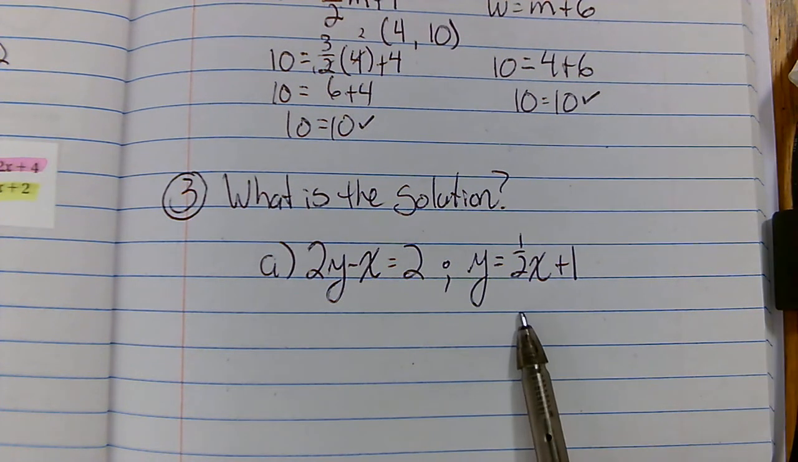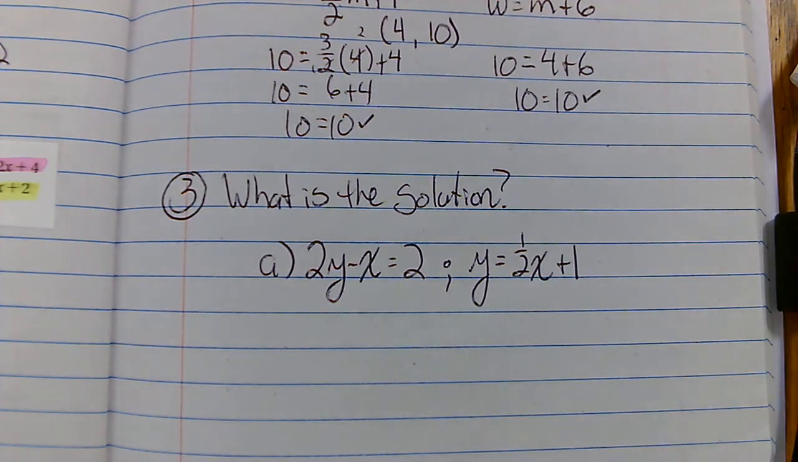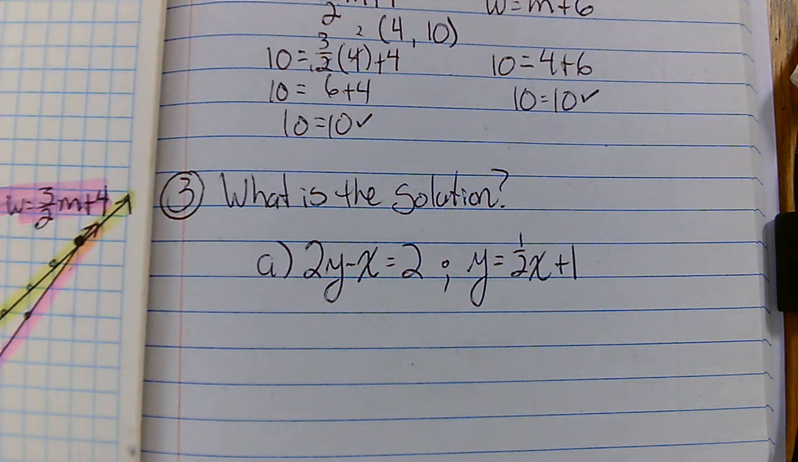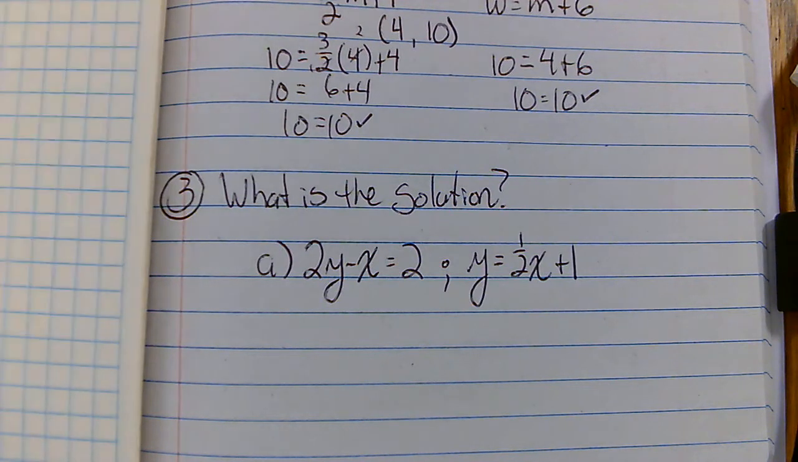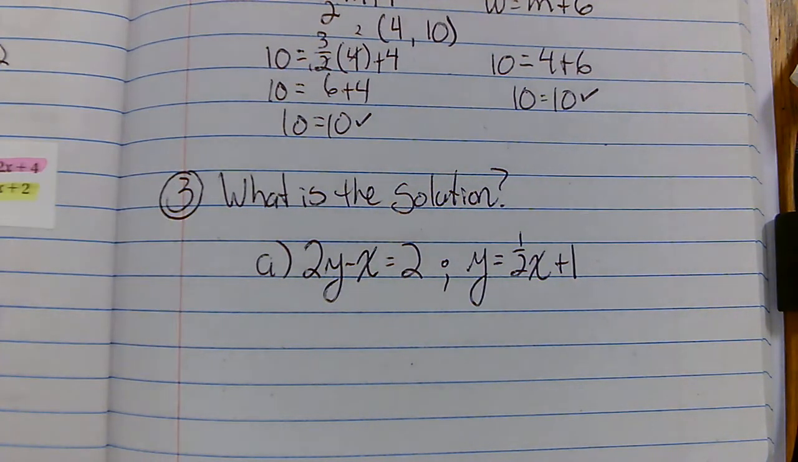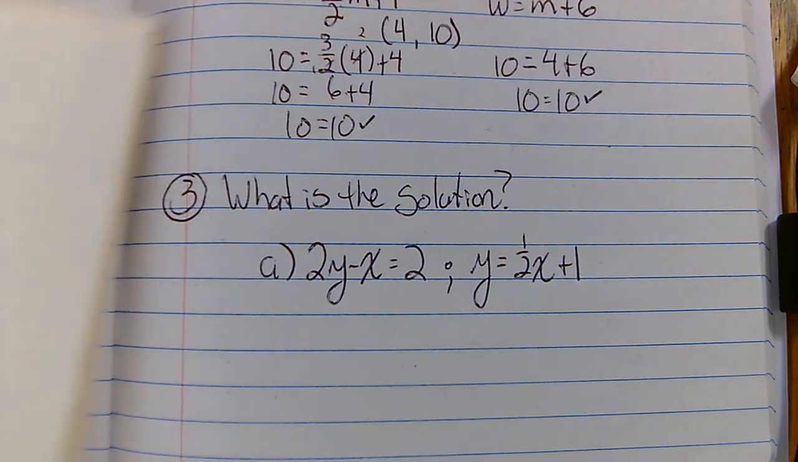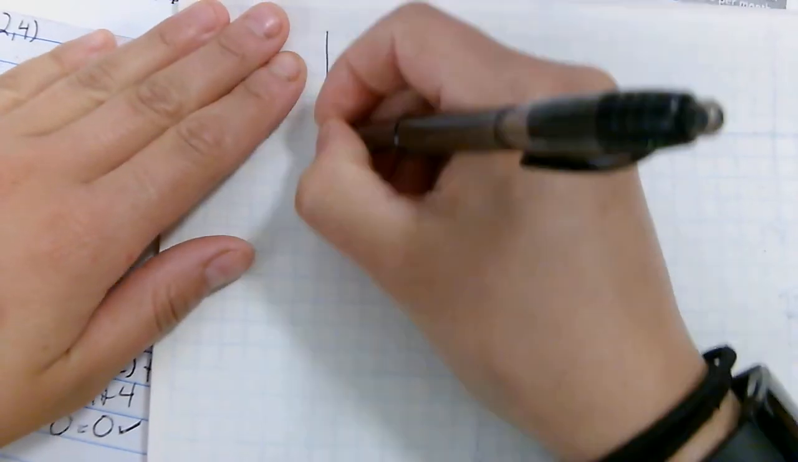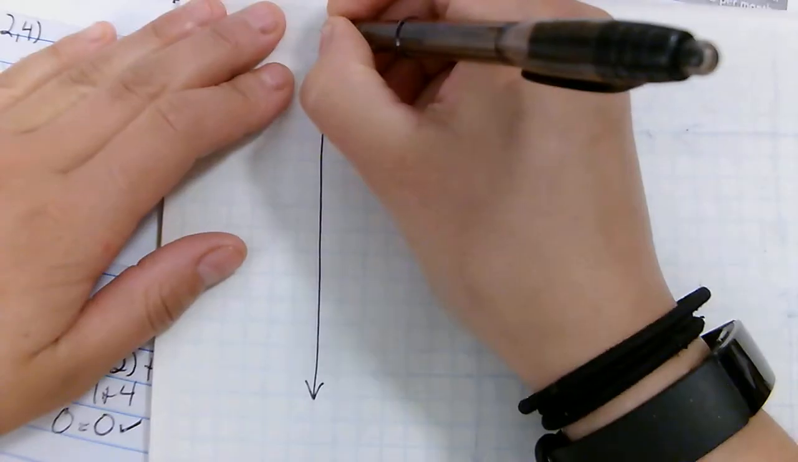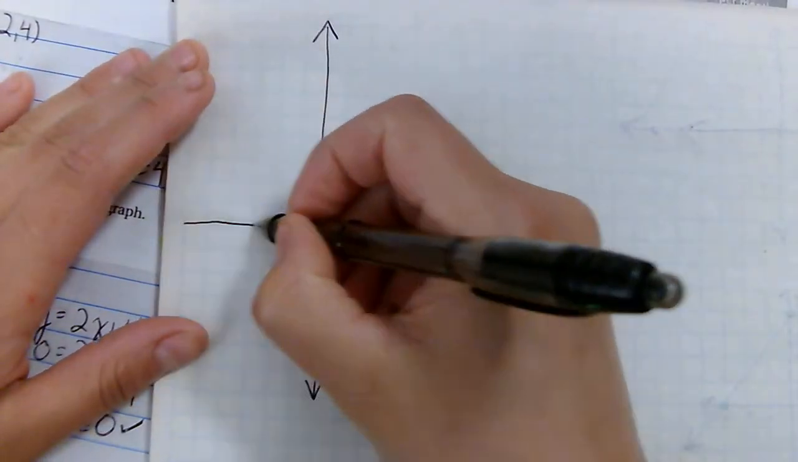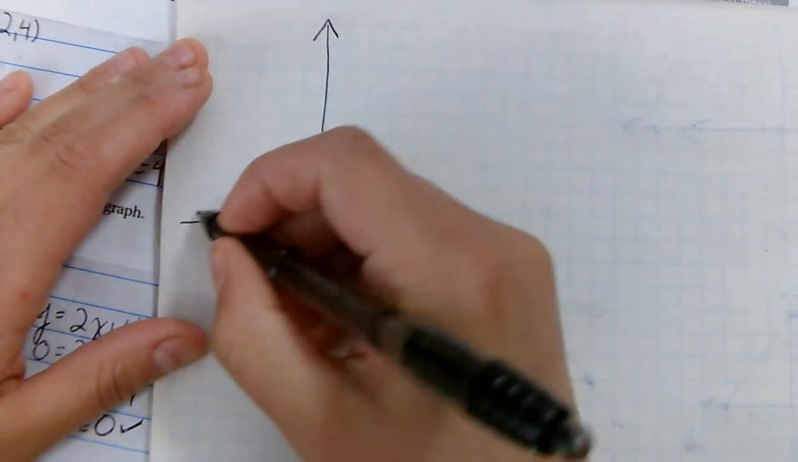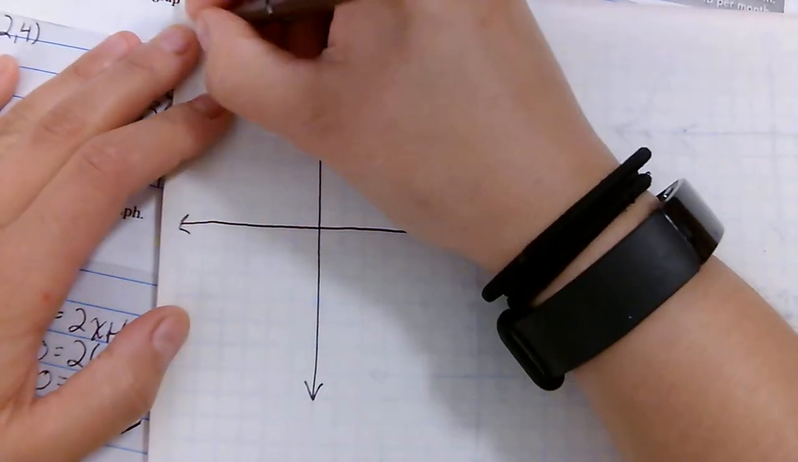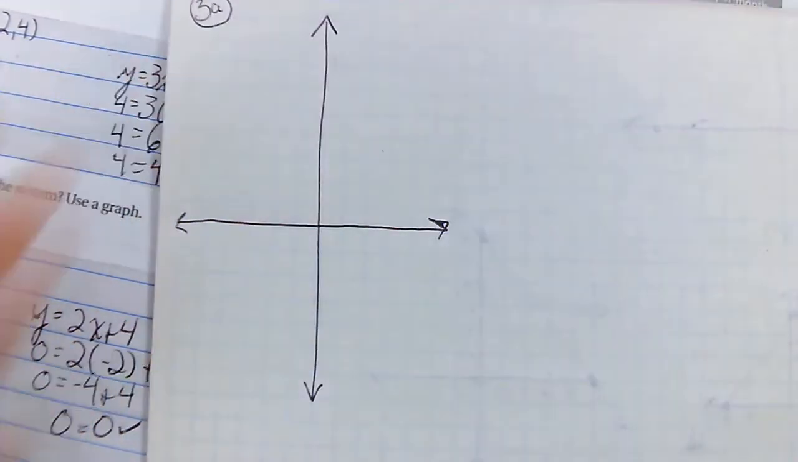I'm going to start with this guy because he's already in y equals mx plus b form. And let me just get a new sheet of graph paper. I'm just going to use the back. Alright. So I'm going to draw this, just like that. And this is 3a. I'm just going to put that off in the corner.